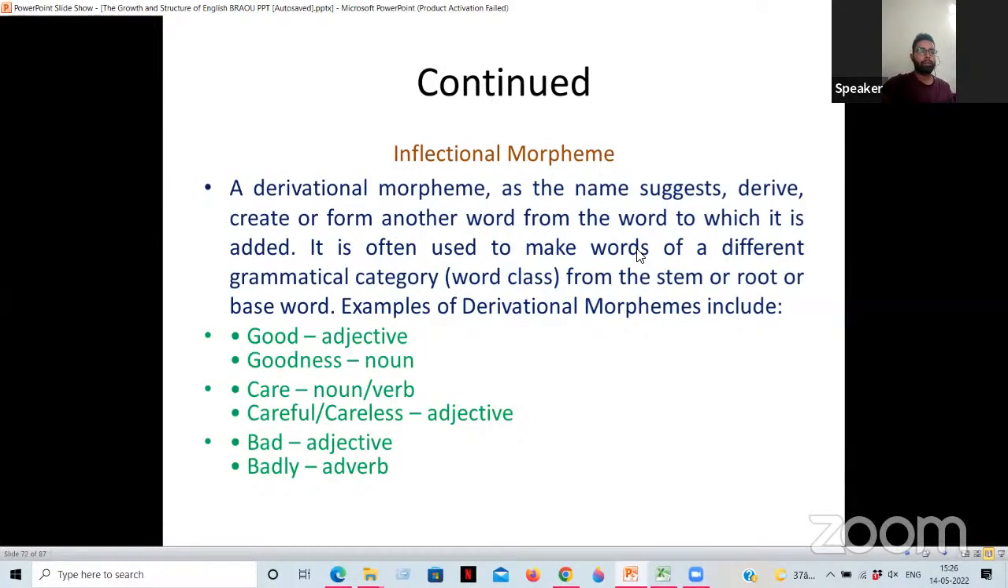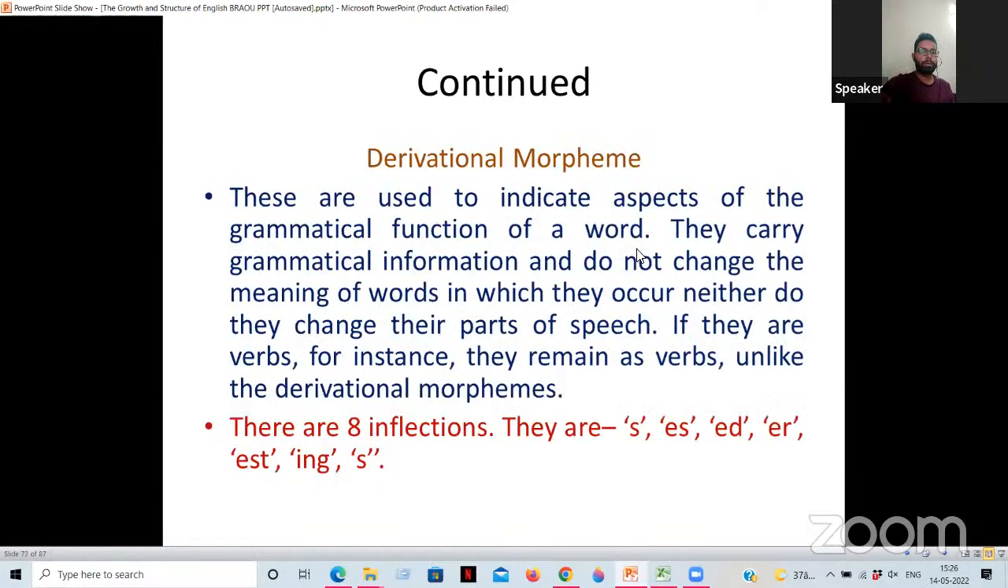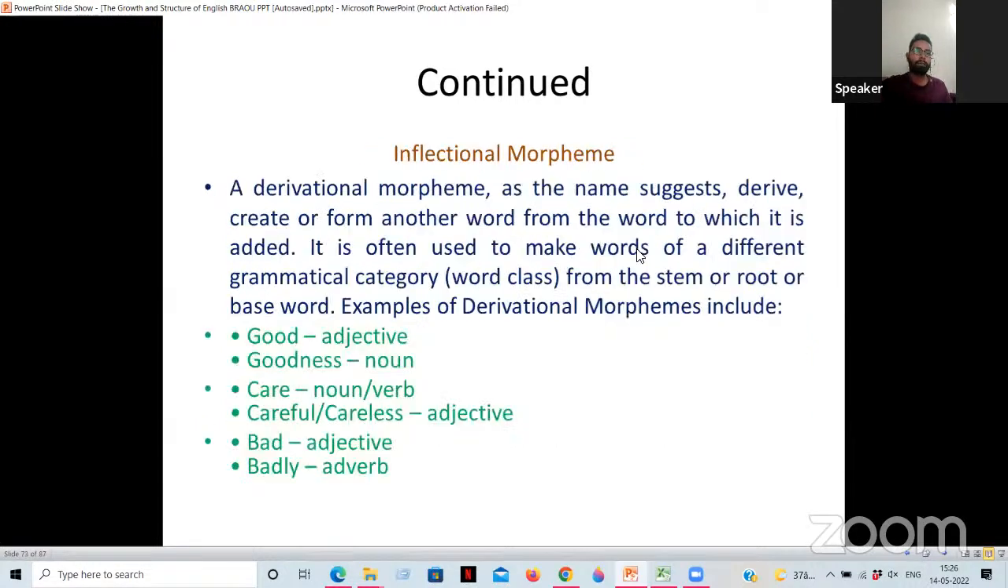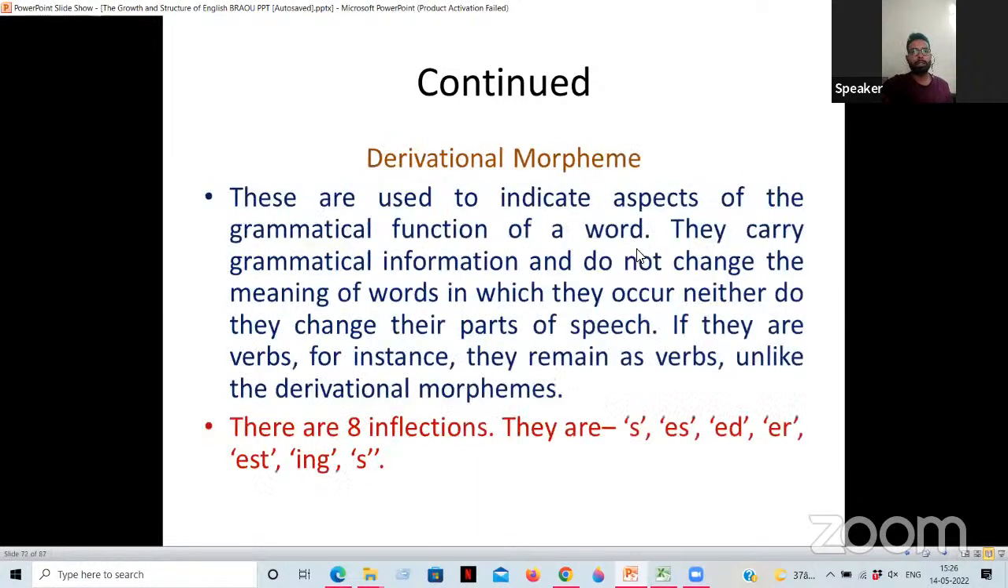Sorry, let's talk about that. Okay, there is a mistake. The note for derivational morpheme has been placed under inflections, and in place of inflectional morpheme, it is about derivational morpheme. So let's interchange this one.